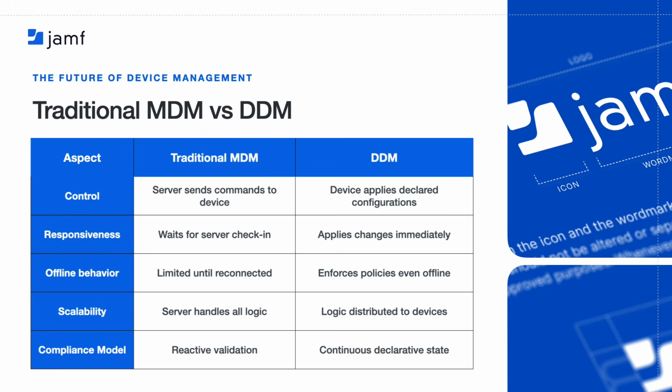So traditional compliance is reactive validation, whereas declarative compliance is continuous state management. And when enforcement moves to the device itself, compliance becomes more resilient even when it's offline. So now let's take a look at how that declarative model is operationalized in the real world.